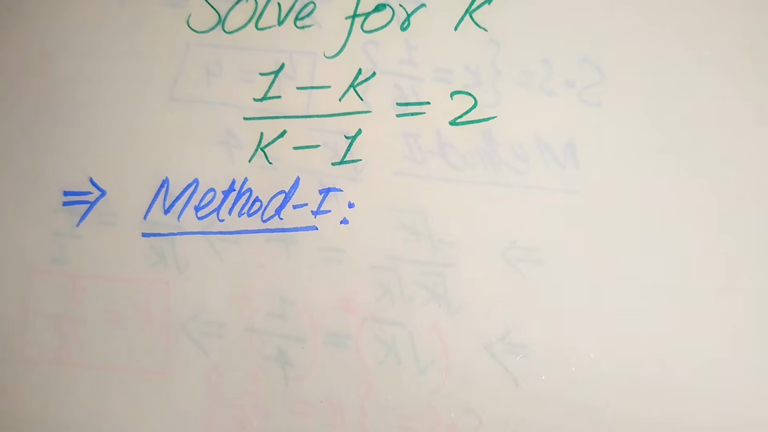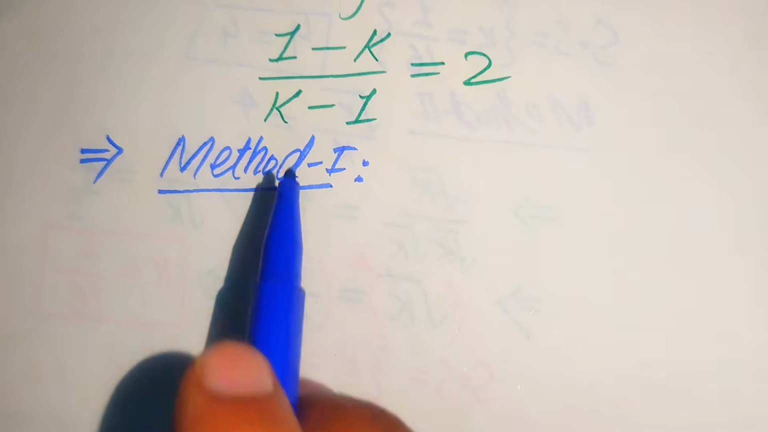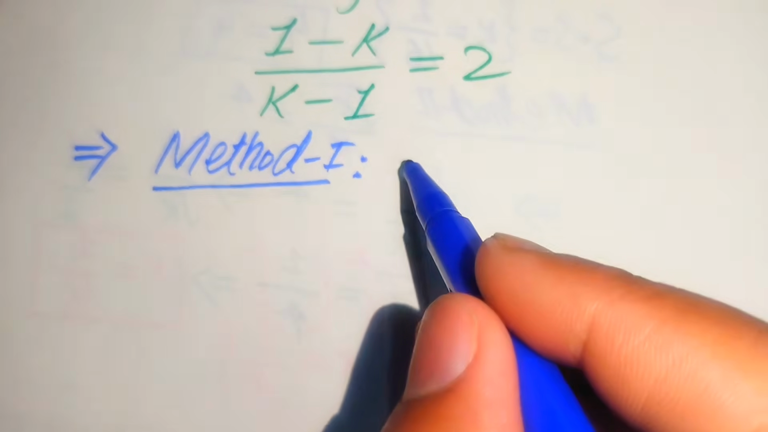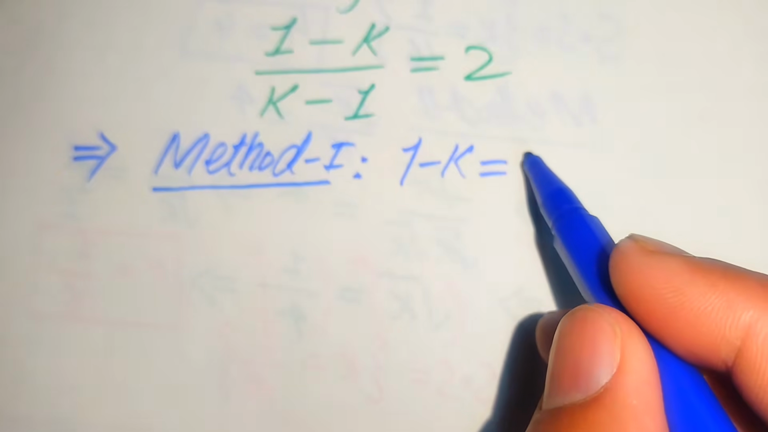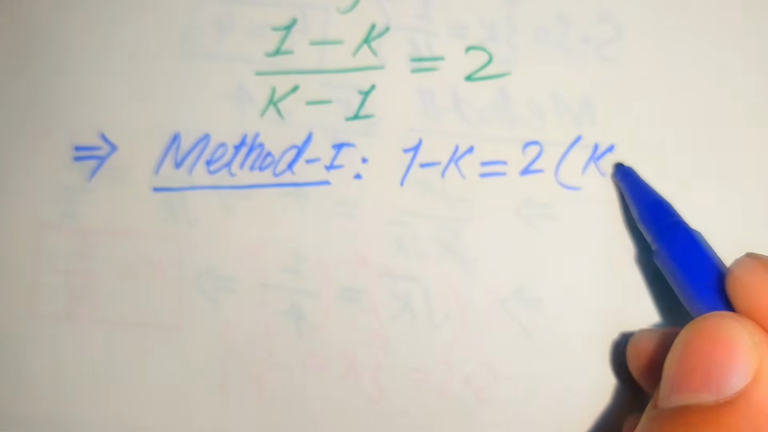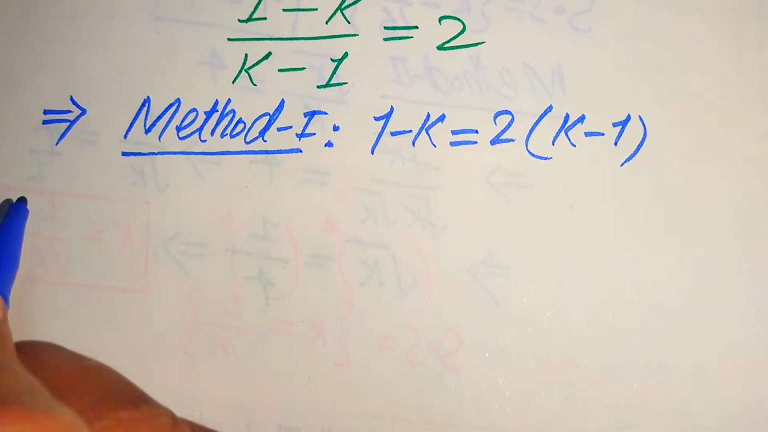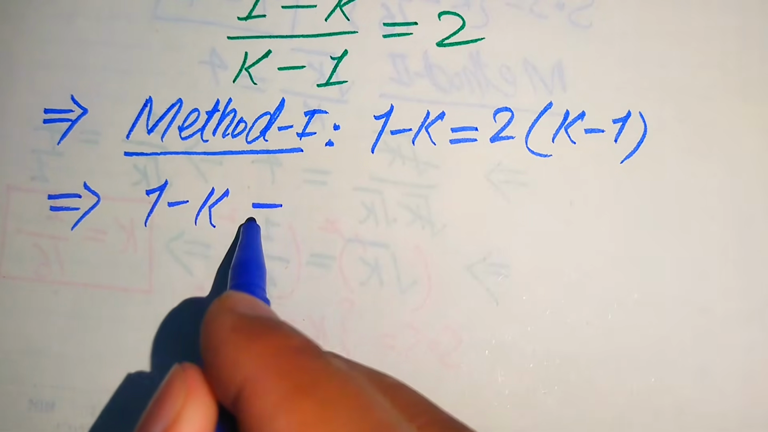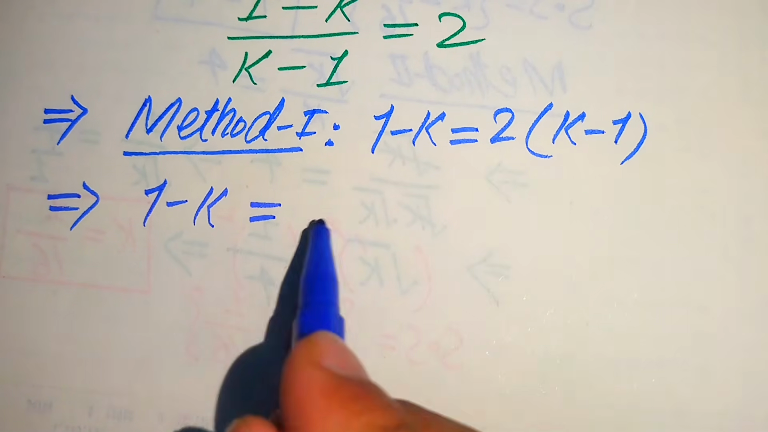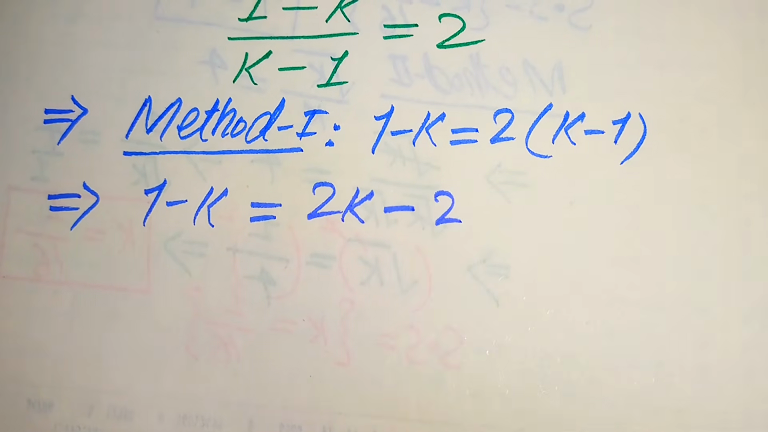And now we move toward the solution of this problem from the first method. In the first method, we move k - 1 from the left hand side to the right hand side, and it will be written as 1 - k = 2(k - 1). In the next step, on the left hand side we have 1 - k, equals, here we multiply 2 on both of these two values and it becomes 2k - 2.